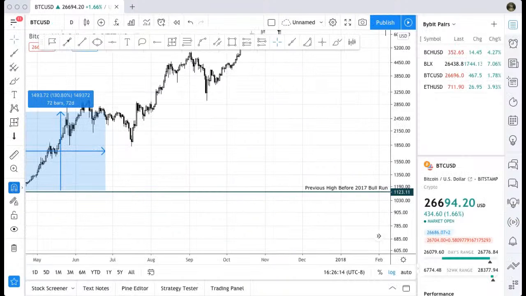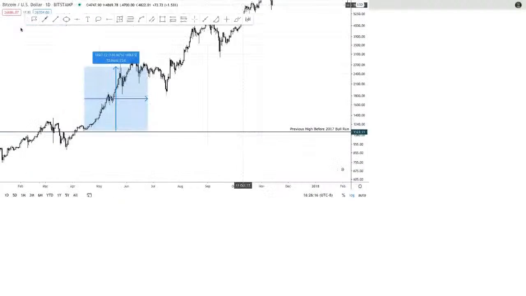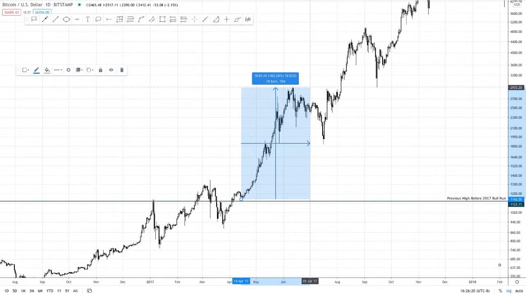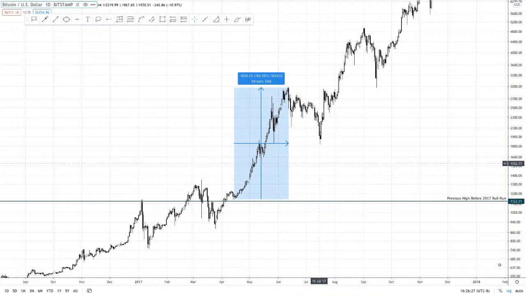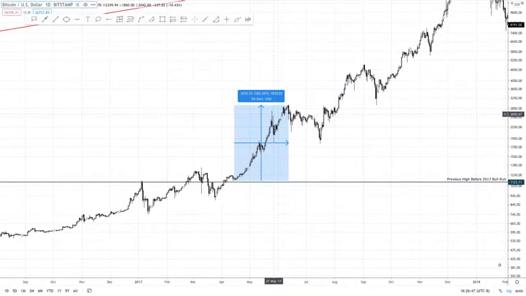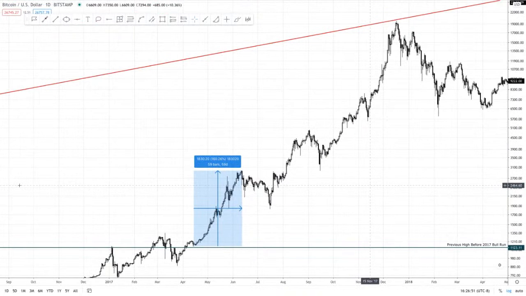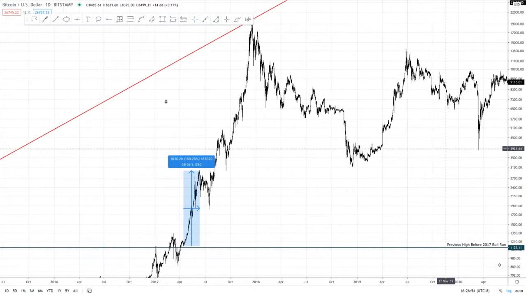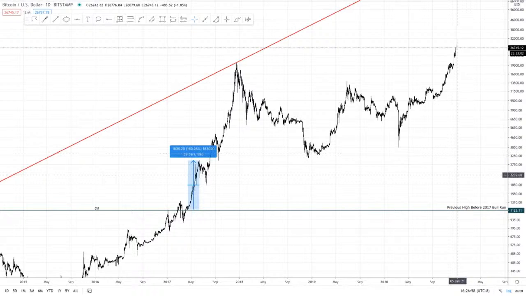Hold on. This is annoying. Alright, so we went up for about 60 days and 160%, right? So what I'm gonna do is use this bar pattern and put it to where we are now. So the current previous all-time high, which was 20K.